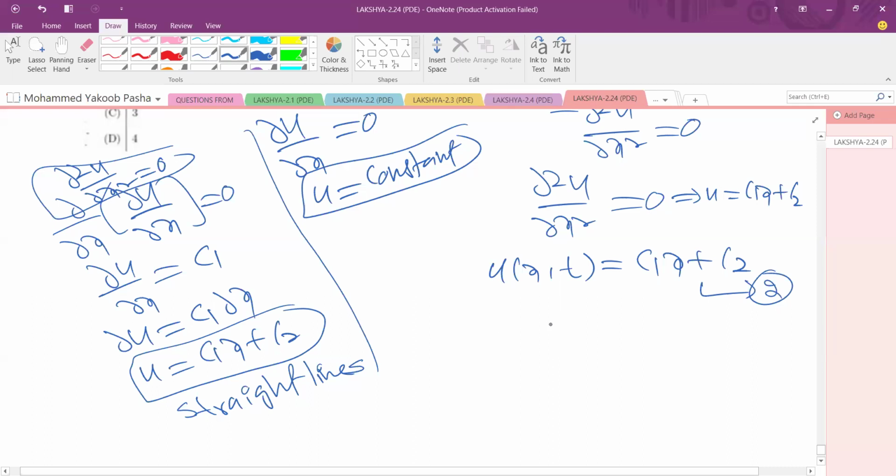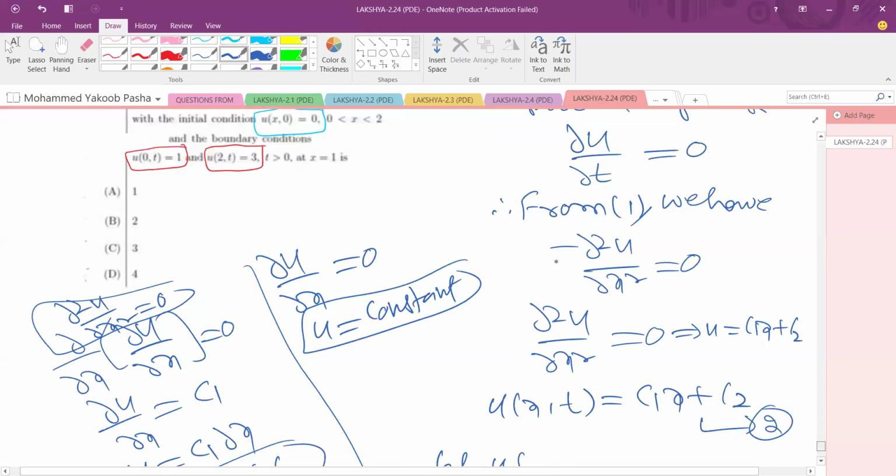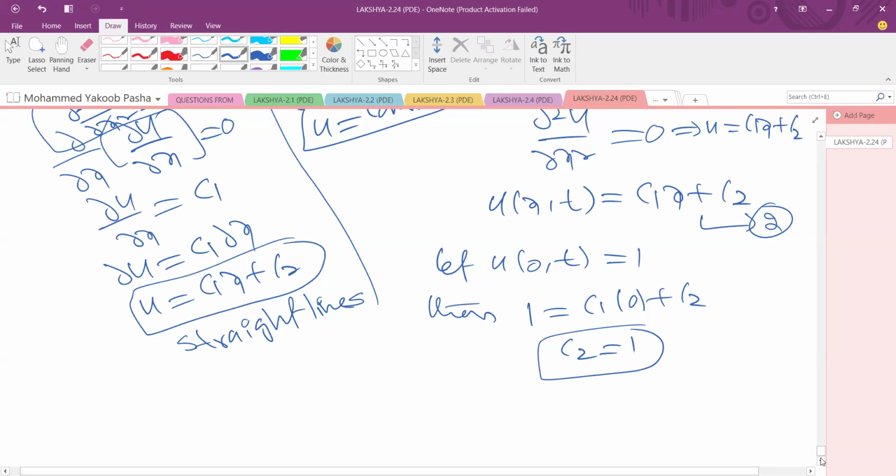First boundary condition, u of 0 comma t is equal to 1. That means x is equal to 0, u is equal to 1. So the left side is 1, c1 into 0 plus c2, so c2 is equal to 1 is the arbitrary constant. Next, we go for the second boundary condition.